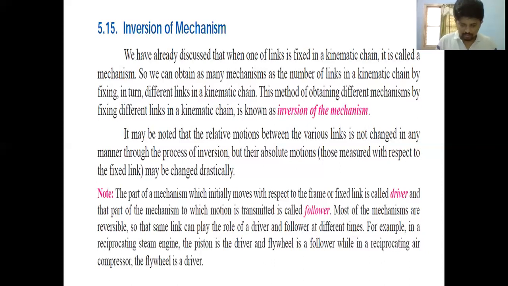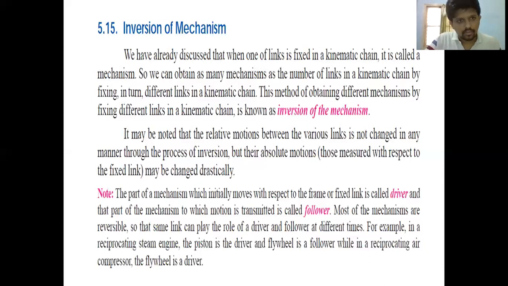That means, take an example. If you have a 4-bar mechanism, in one case you have the first link fixed. In the next case, you make the second link fixed. In the next, you make the third link fixed, and next you make the fourth link fixed. So you are changing the fixed link from one to another. By that you are studying different mechanisms by changing the fixed link. This is known as inversion of mechanism.